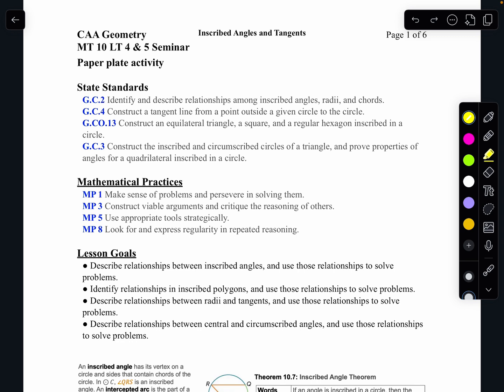I want you to describe the relationship between inscribed angles and the intercepted arcs, and use those relationships to solve problems. I want you to identify inscribed polygons and use those relationships to solve problems. I want you to describe the relationships between radii and tangents, and between central and circumscribed angles, and use those relationships to solve problems.